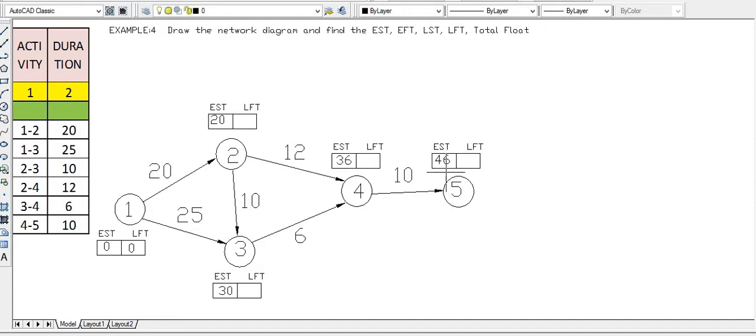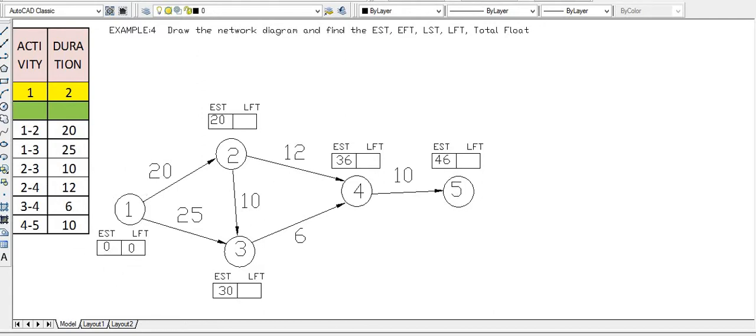36 plus 10 is 46. So we are calculating EST in the forward direction. We have started from the first node and ended at the 5th node. This is very important in order to calculate the earliest start time. How have we calculated our earliest start time? We started from the first node and ended at the 5th node.